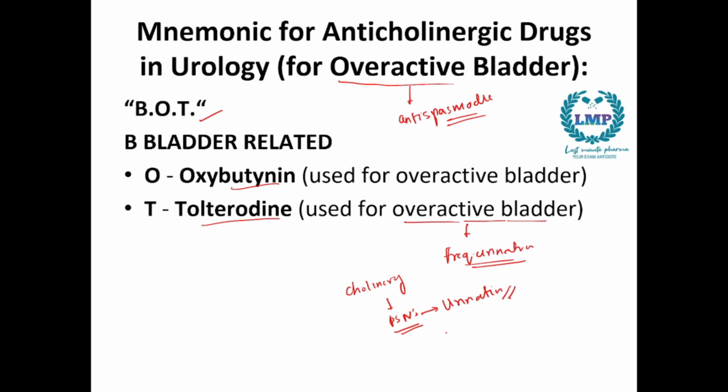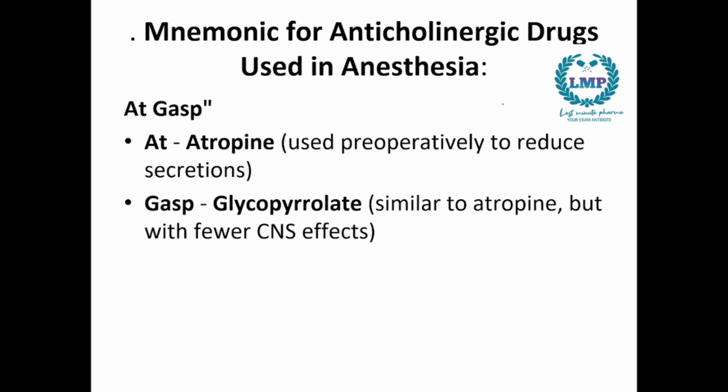It is going to reduce the urination, or the diuresis, by blocking the cholinergic system. By blocking the cholinergic system, it blocks the parasympathetic nervous system, and because of which it is going to decrease the urination. This is what overactive bladder or antispasmodic means.